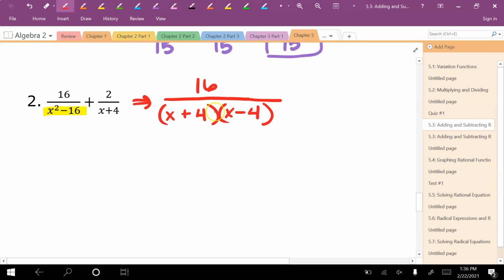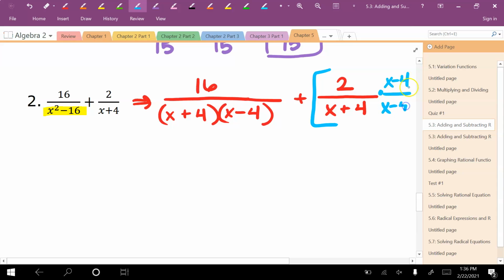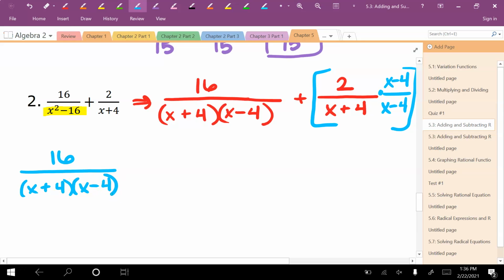But the reason why we factor it is because now if you guys look at the second fraction that we have there, what is the second fraction missing from its denominator that the first one has? Good, x minus 4. So what I need to do is take the second fraction, and only the second fraction, times x minus 4. So for now, I'm going to leave the first one alone. And I'm going to change the second one a little bit.